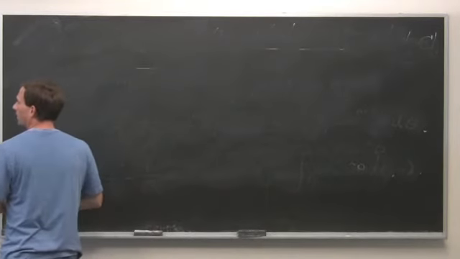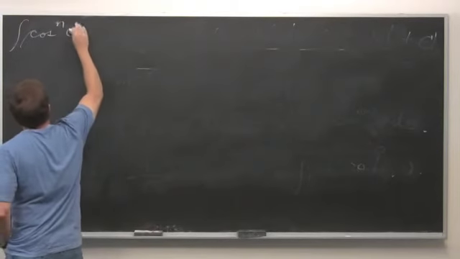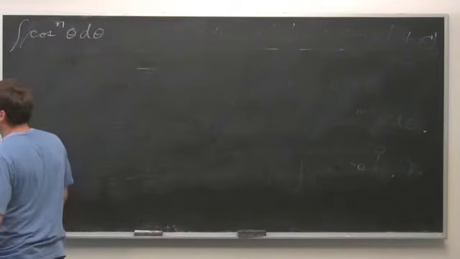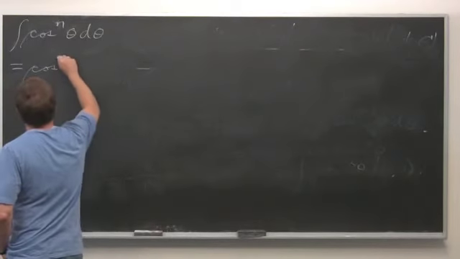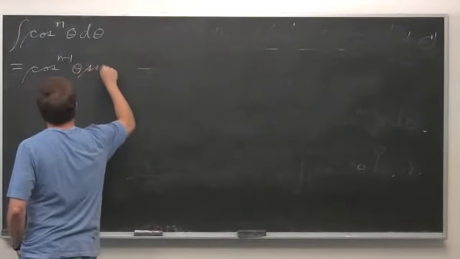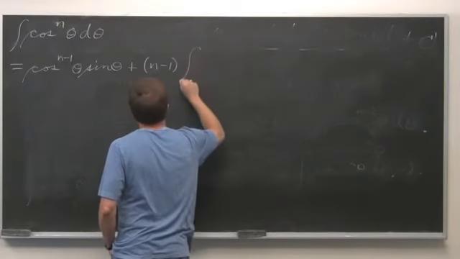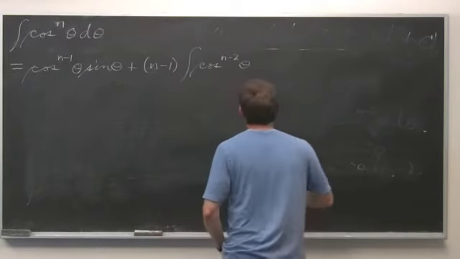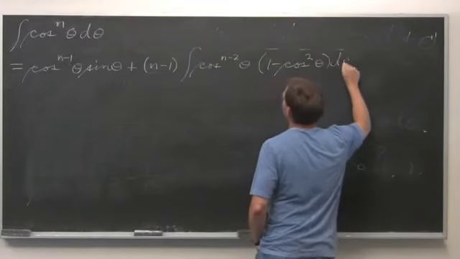All right. So what do you get? I'm going to write what we started with, which is the integral of cosine of theta raised to the n, d theta. And so far what we've shown is that this equals cosine to the n minus 1 of theta times the sine of theta, plus n minus 1 times the integral of cosine to the n minus 2 of theta, and then times sine squared, but we write sine squared as 1 minus cosine squared of theta, d theta.